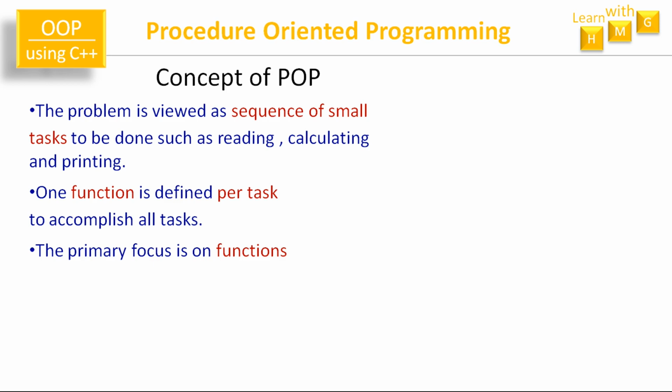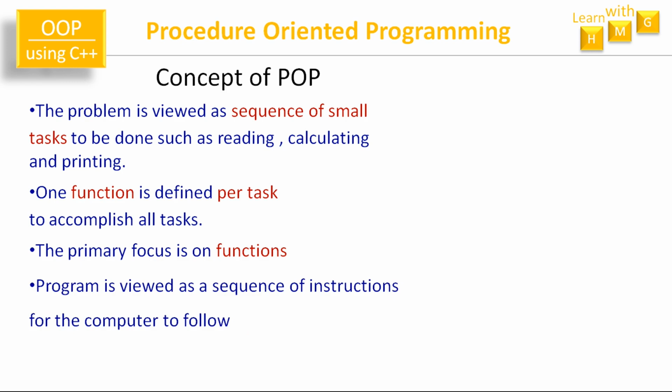So like this, here there is a relation between task and functions, and as the problem is divided into number of tasks, the program is also divided into number of functions. The program is viewed as a sequence of instructions for the computer to follow. So it is a sequence of tasks, and each task is required to be performed in proper sequence, and like this each instruction will perform the task and that instruction will be followed by the computer, and in this way the program is viewed as a sequence of instructions for the computer to follow.